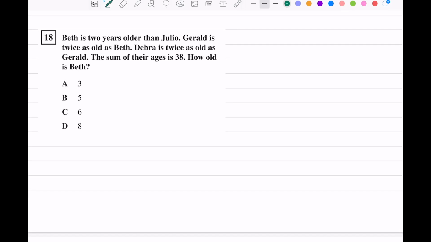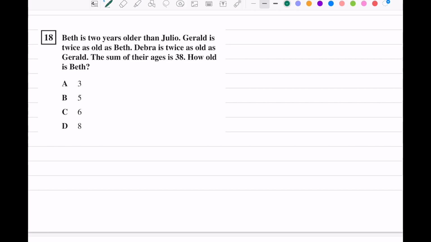Beth is 2 years older than Julio. Gerald is twice as old as Beth. Deborah is twice as old as Gerald. And the sum of their ages is 38. How old is Beth?